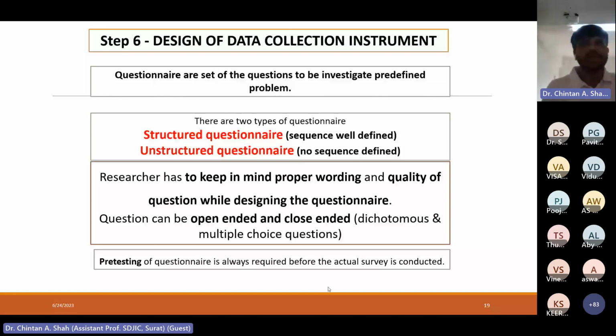And before finalizing the questionnaire, you have to do pre-testing of the questionnaire, and it is always a required and essential part of conducting research. Fine.